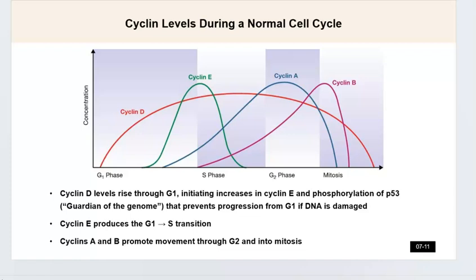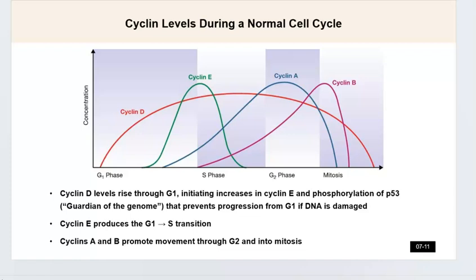So we have cyclin D levels rise through G1, initiating the increasing cyclin E and phosphorylation of P53. P53 is the guardian of the genome, and that prevents progression from G1 if the DNA is damaged. Cyclin E produces the G1 to S transition, and cyclins A and B promote movement through G2 into mitosis.